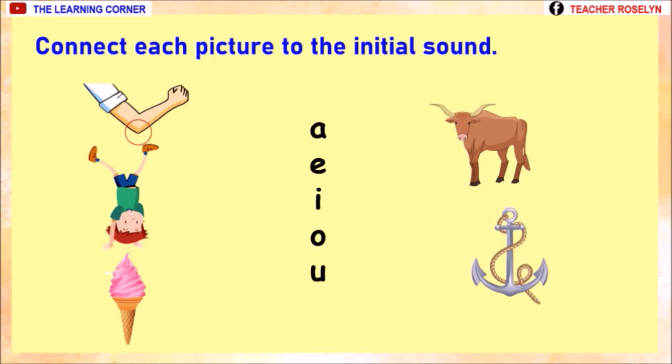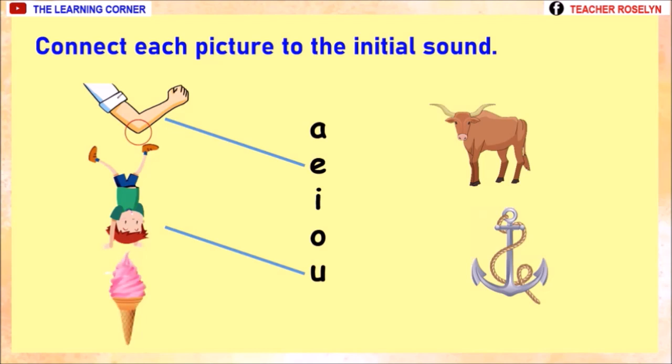Let us now connect each picture to the initial sound. This is elbow. Elbow. What is the initial letter of elbow? Letter E. This is upside down. The boy is standing upside down. What is the beginning letter of upside down? Letter U.